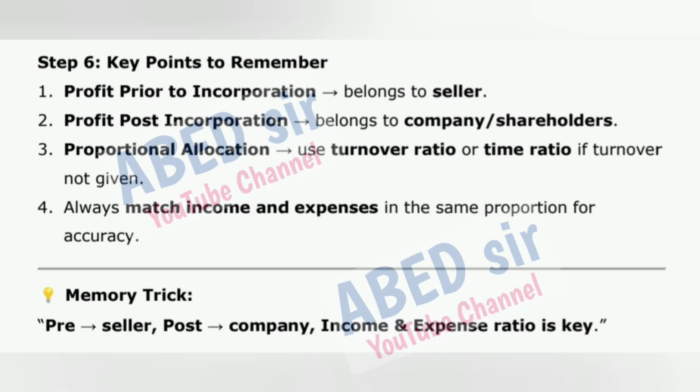Step 6. Key points to remember. 1. Profit prior to incorporation belongs to seller. 2. Profit post-incorporation belongs to company shareholders. 3. Proportional allocation: use turnover ratio, or time ratio if turnover not given. 4. Always match income and expenses in the same proportion for accuracy. Memory trick: pre-seller, post-company, income and expense ratio is key.